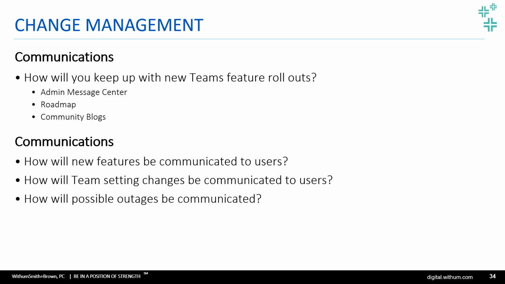So watching the admin message center, watching the Teams roadmap, community blogs, these are ways to keep up with what's going to happen. But you also want to know how you're going to communicate to your users. And it might be going to your champions first, because some of these things will have an impact and you'll want to be able to explain what that impact is.